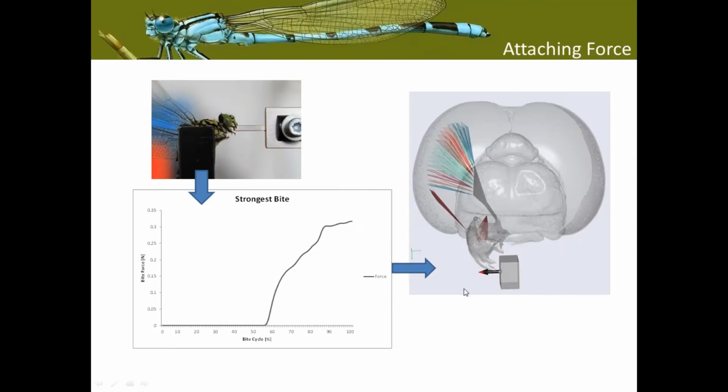As there is not really a real force plate embedded in the model, we use the force as a reaction force that is attached to the tip of the mandible here and works like a reaction force against the mandible.